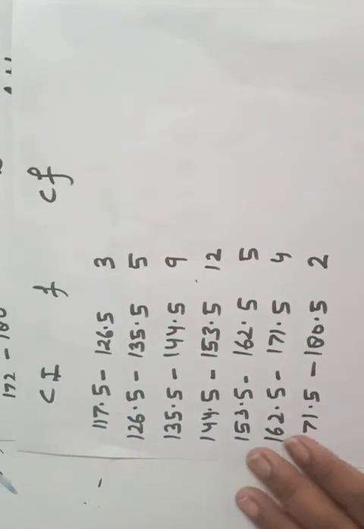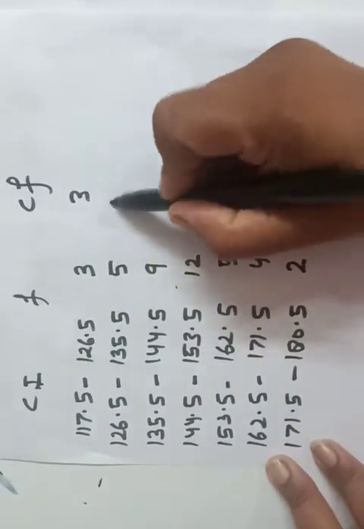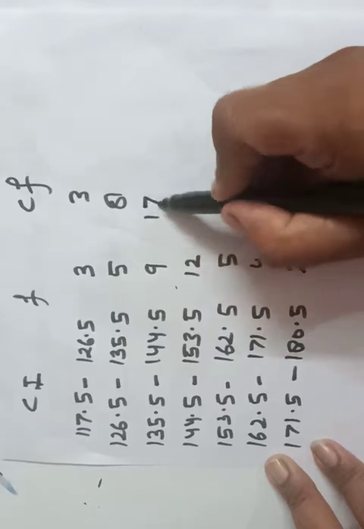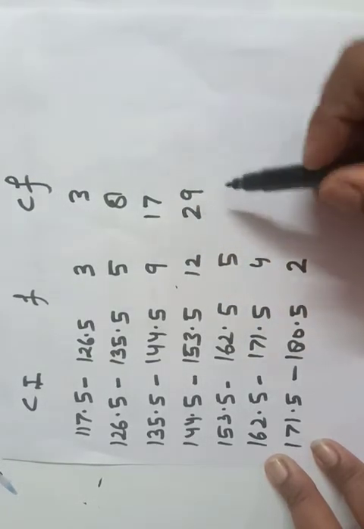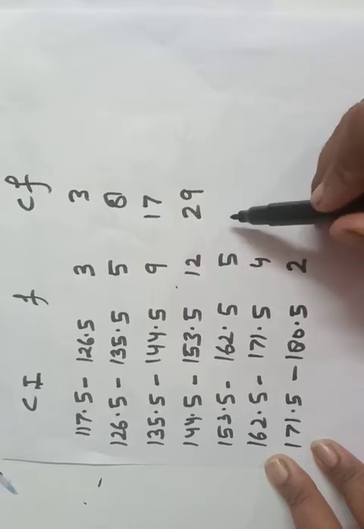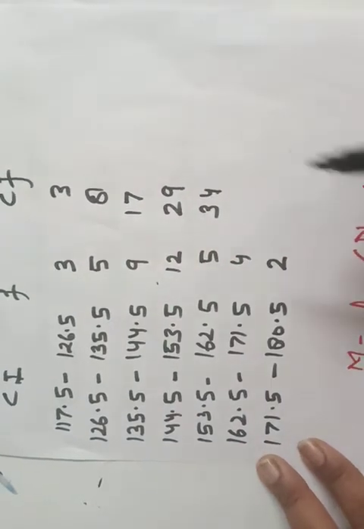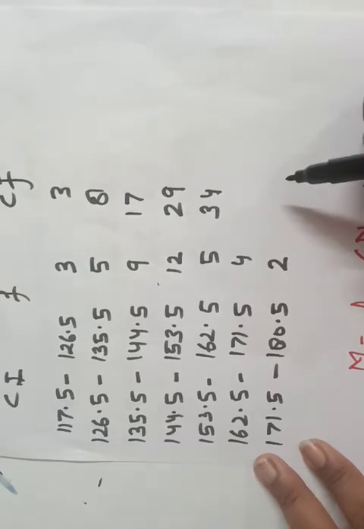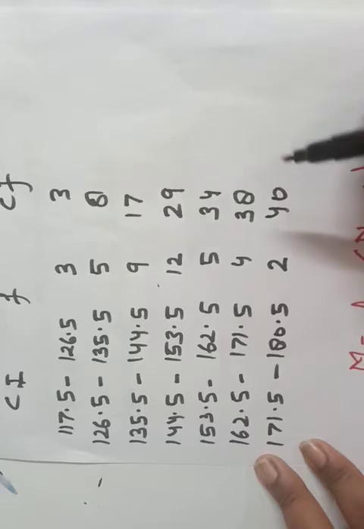So that is very important, that we need to find out the cumulative frequency. So how can we find out the cumulative frequency? We will add. So it will be 3, 5 plus 3, that will be 8. 8 plus 9, that is 17. 17 plus 12, that is 29. Then 29 plus 5, that is equal to 34. And 34 plus 4, that is equal to 38. And 38 plus 2, that is equal to 40.